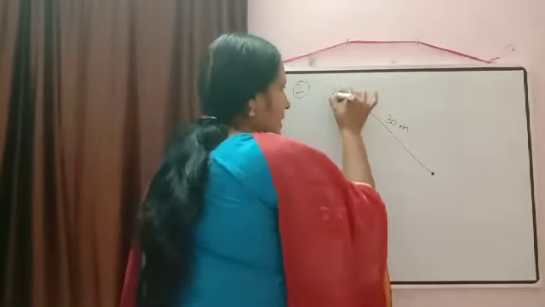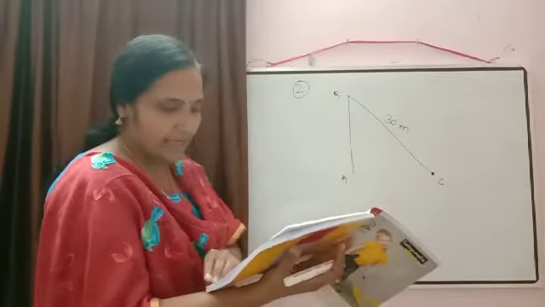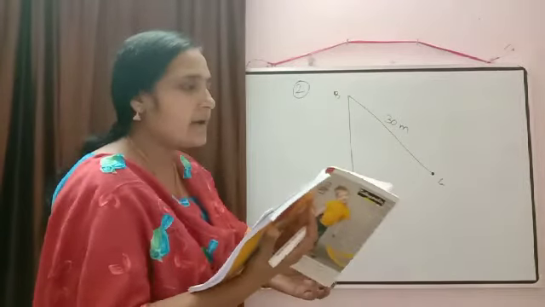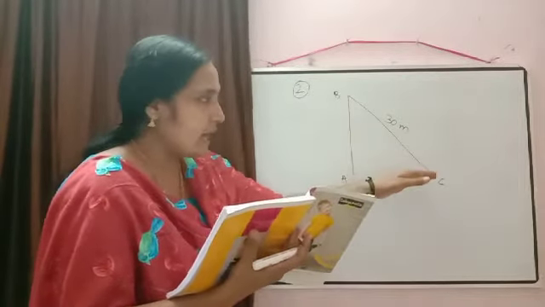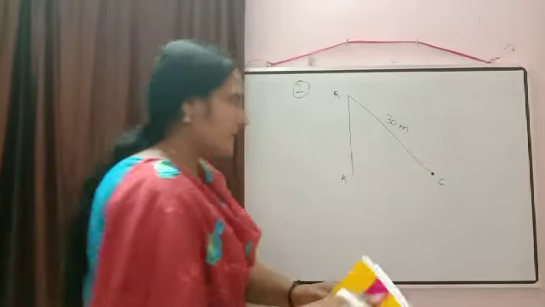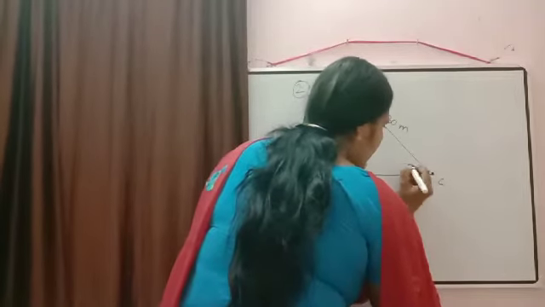So this one we can mark in this way. AB we have to calculate there. Find the height of the pole if the angle made by the rope, this is the rope, with the ground level is 60 degree. So the angle made here with the horizontal is given as 60 degree.